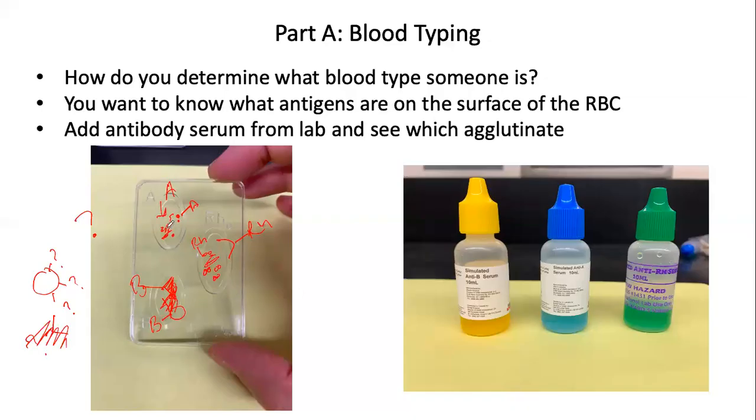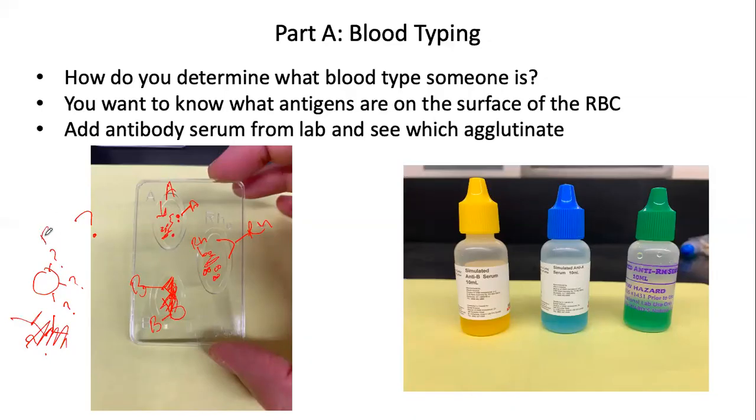We're not going to stick all the antibodies into one well because when we get agglutination, we wouldn't know what antibody caused the agglutination, and so we wouldn't know what's on the surface of the red blood cell. The whole point of blood typing is to figure out what is on the surface of the red blood cell, right? Once you know what's on the surface of the red blood cell, you can then assume that you know what antibodies are in the plasma, right?